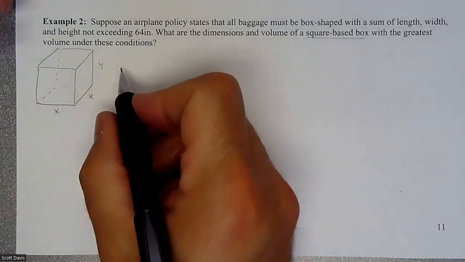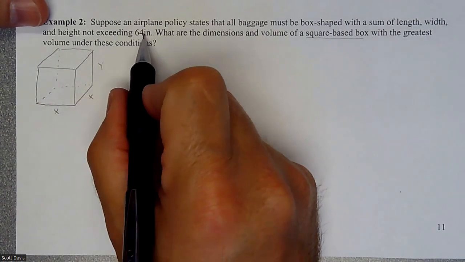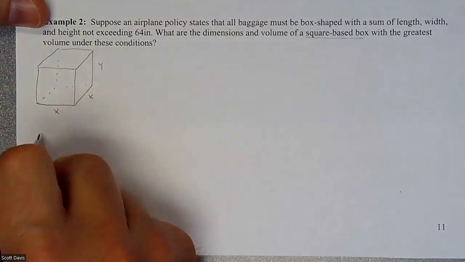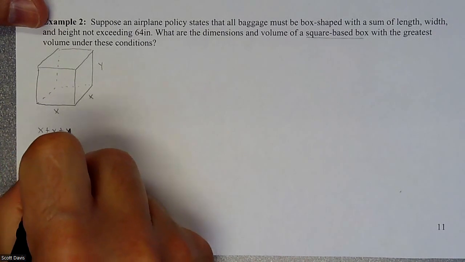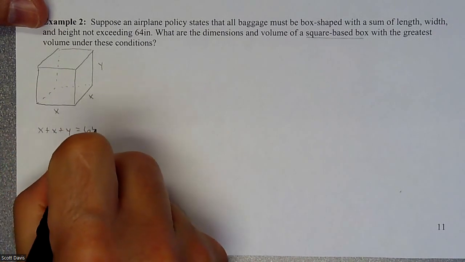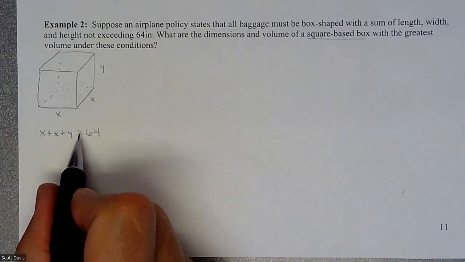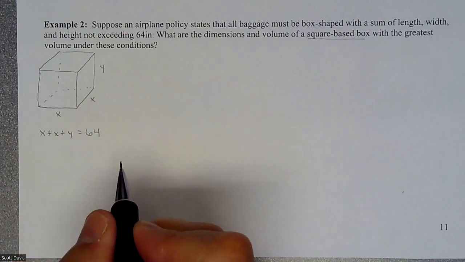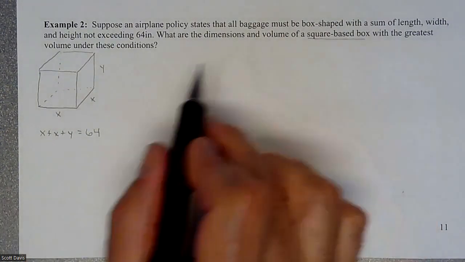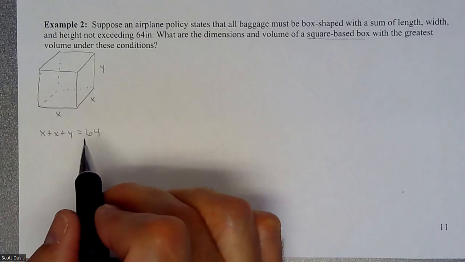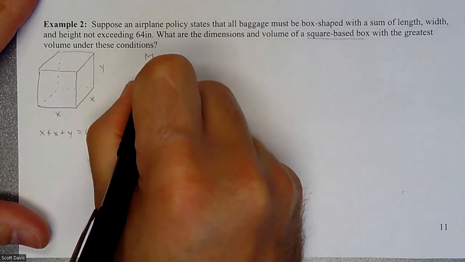And we know that the sum of the length, width, and the height cannot exceed 64. So we're looking at this plus this cannot equal more than 64. So I'm just going to set it equal to 64. Technically, it's less than or equal to, but why would we do anything smaller? That's not going to maximize our volume. So we're going to set it equal to 64. And we are looking to maximize volume.